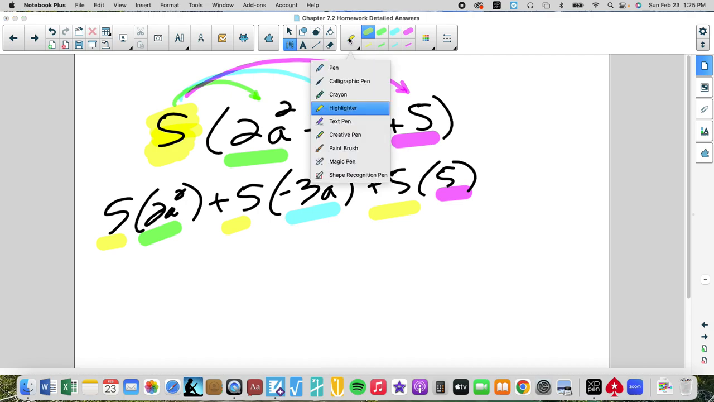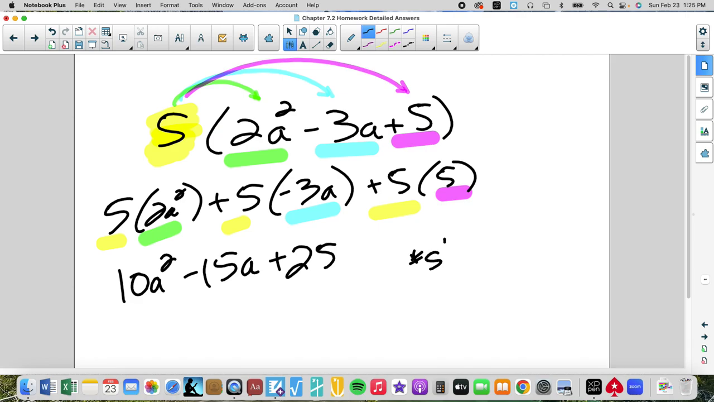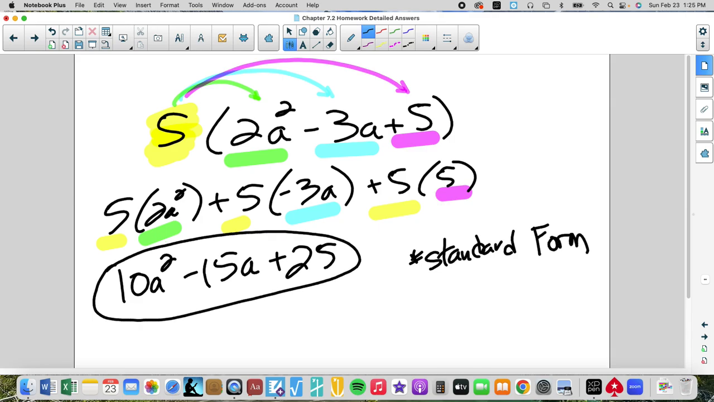Now we're going to multiply all of those. We're going to do 5 times 2a squared, which is 10a squared. We're going to do 5 times negative 3a, which is negative 15a. And we're going to do 5 times 5, which is 25. This is in standard form. Must be in standard form. And there is nothing more I can simplify. These are unlike terms. So that would be my answer.